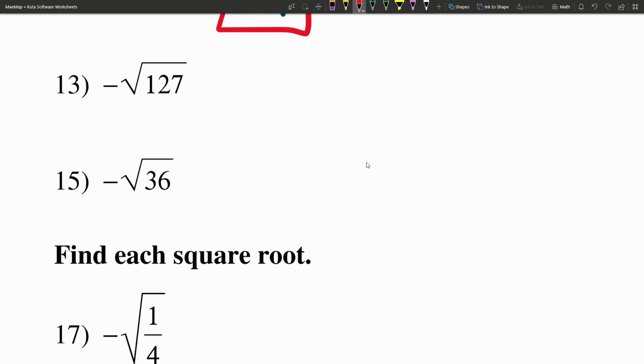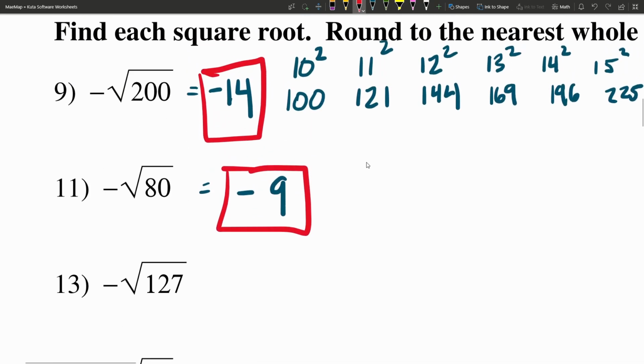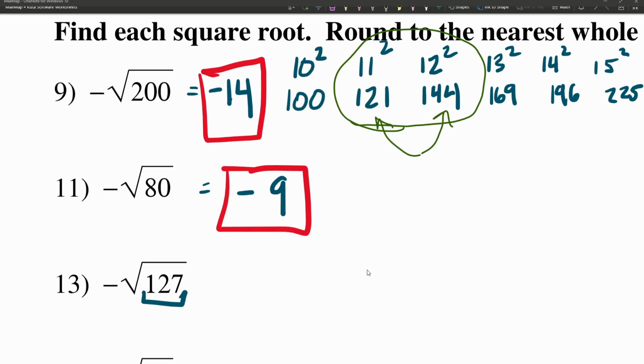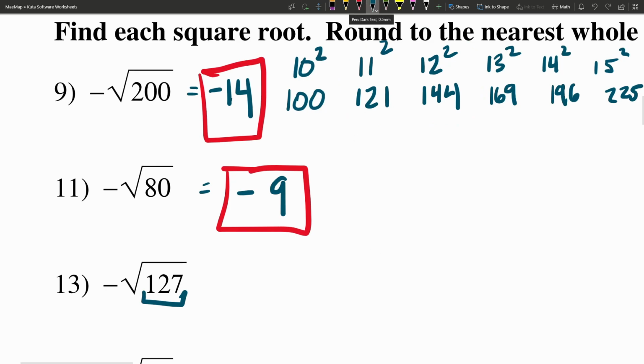Moving on to number 13, let's go back up a little bit to where we wrote out some numbers that were helpful. We need to figure out what squares the number 127 falls in between. And looking from up above, that's between 11 squared and 12 squared. But it is closer to 11 squared than it is 12 squared. It's only 6 away from 121. So the square root of 127 is closest to 11 when we round it to the nearest whole number, and there's a negative out in front, so this is equivalent to negative 11.